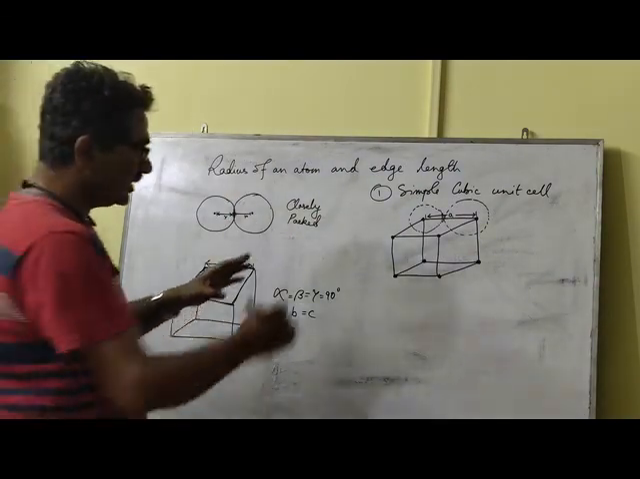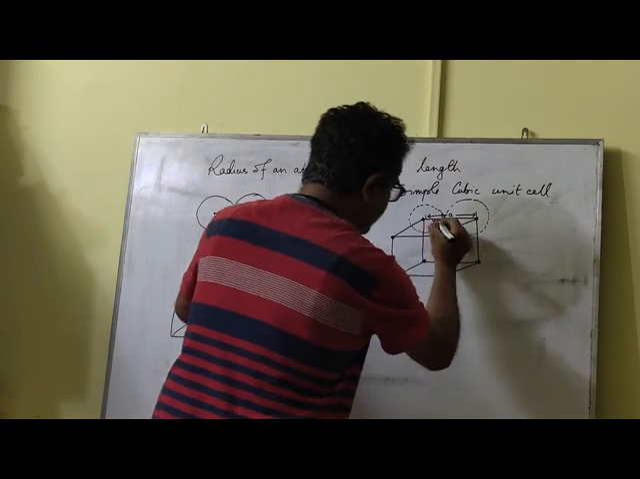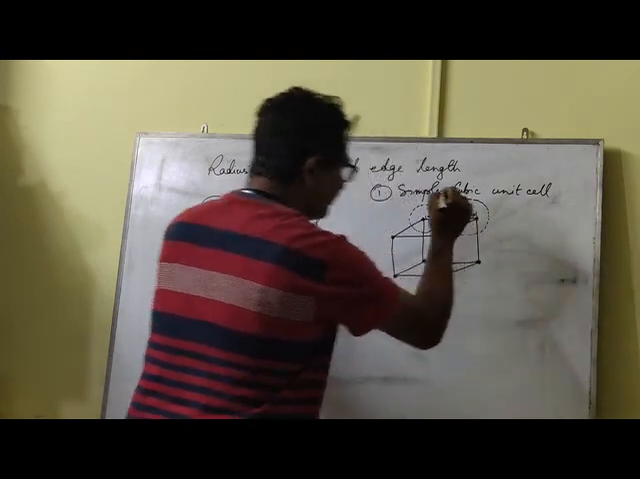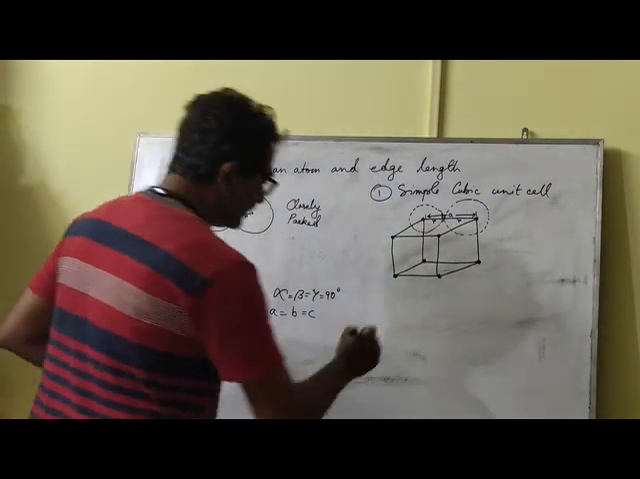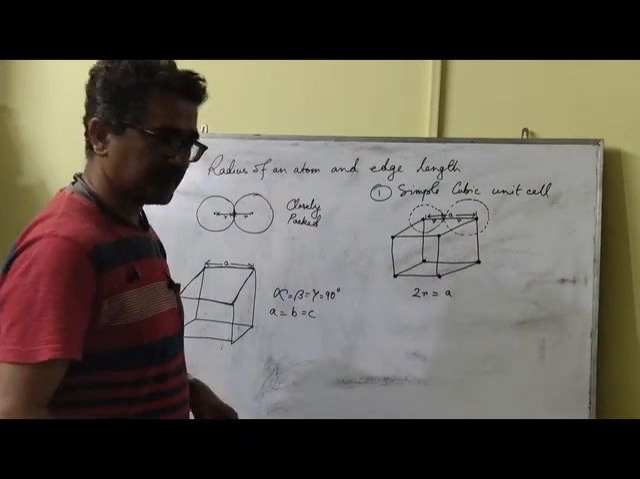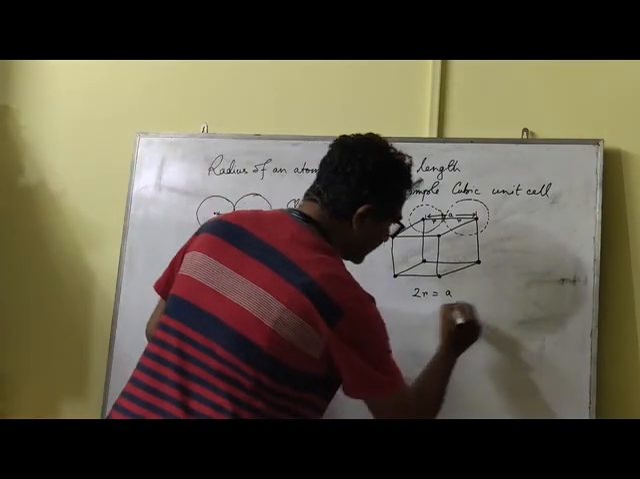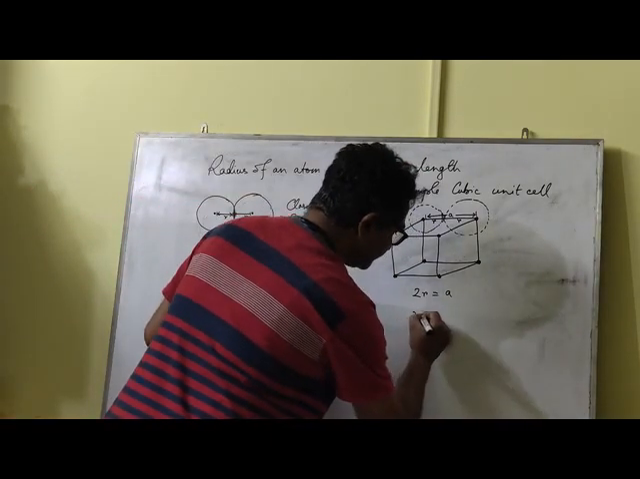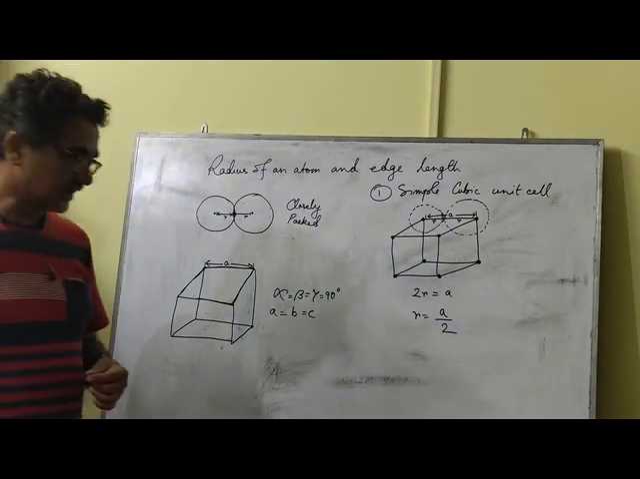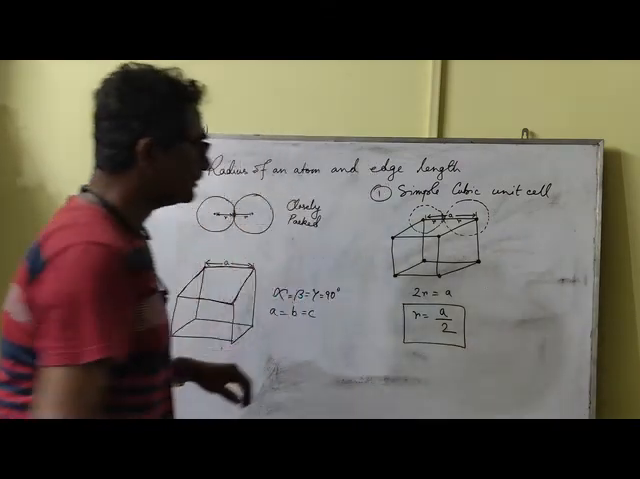So here, the radius of this atom is r, and the radius of this atom is r. So from the figure, it's very clear that twice r is equal to a. That is, twice the radius of the atom is equal to the edge length, or we can say r is equal to a by 2. Simple, isn't it? So this is the first relation which we get.